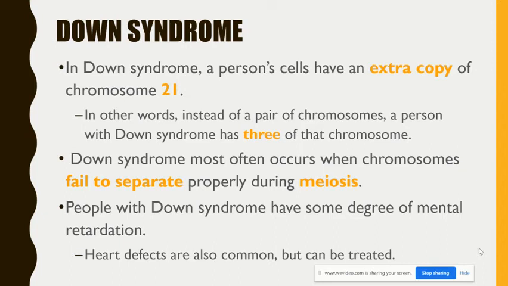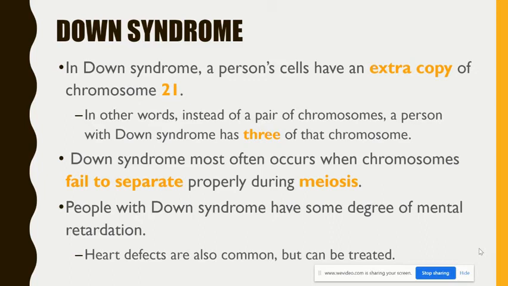So the last genetic disorder that we are going to talk about with our notes is Down syndrome. And this is when a person's cells have an extra copy of chromosome 21. So chromosome pairs 1 through 22 are all autosomes, so they are all our body cells. So this is a body cell. So instead of having just a pair of chromosomes 21, a person with Down syndrome actually gets one more copy of that 21st chromosome. So they have 3 instead of 2.